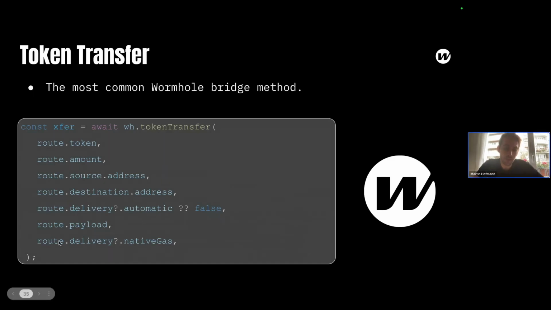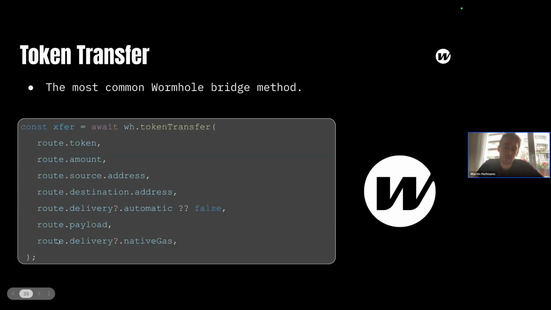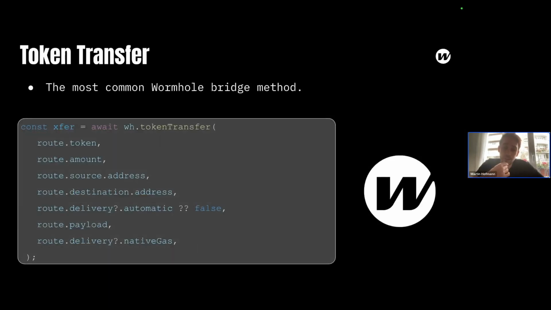And then finally, we have the delivery native gas. In case the transaction is automatic, this is where we define how much gas we want to send to the destination chain. If this is 0, it means that we have gas on the destination chain, and so it's all good. We don't need to send any. And in case we don't have any gas on the destination chain, we just tell here how much we want to send, and that's it.